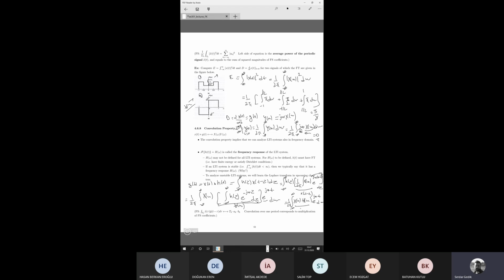Well, this is y of omega. If y of t is x of t convolved with h of t, then y of omega is x of omega multiplied with h of omega. So that's quite easy. You should try this by yourself as well, but it uses just simple properties of integration and some change of variables.